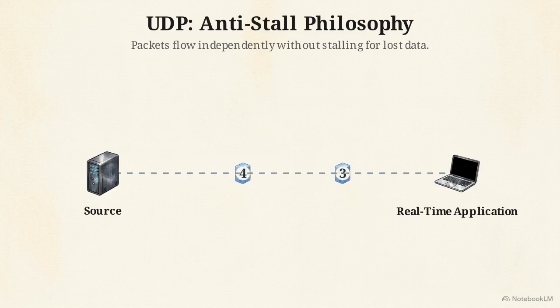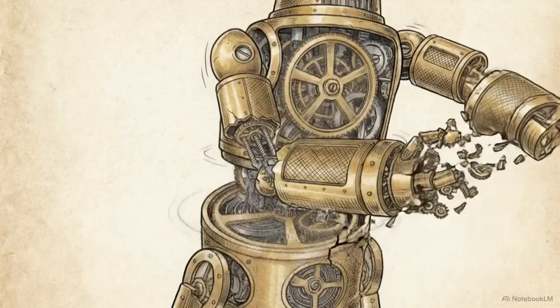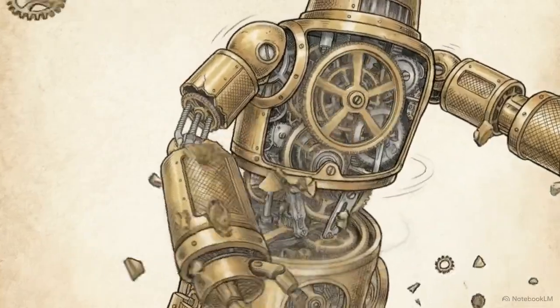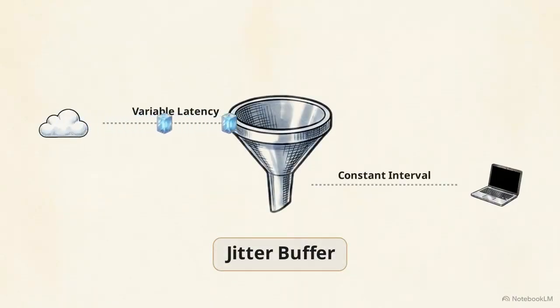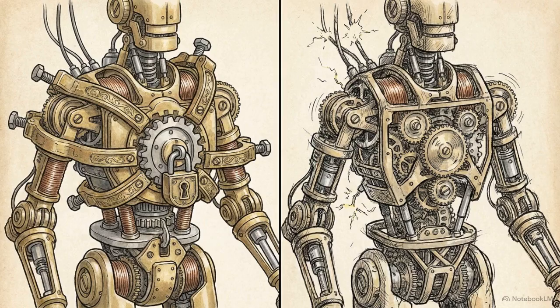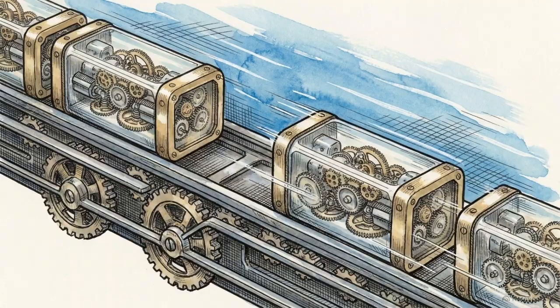UDP operates on an anti-stall philosophy. It passes every received packet to the application immediately. If a packet is lost, the video codec accepts a momentary visual glitch in one frame rather than stalling the entire stream. This diagram shows how applications handle variable network latency using dynamic jitter buffers. The buffer intentionally delays irregular incoming packets by a few milliseconds, releasing them at a perfectly smooth, constant interval to mask the network's instability. For real-time communication, strict timeliness matters more than total accuracy.